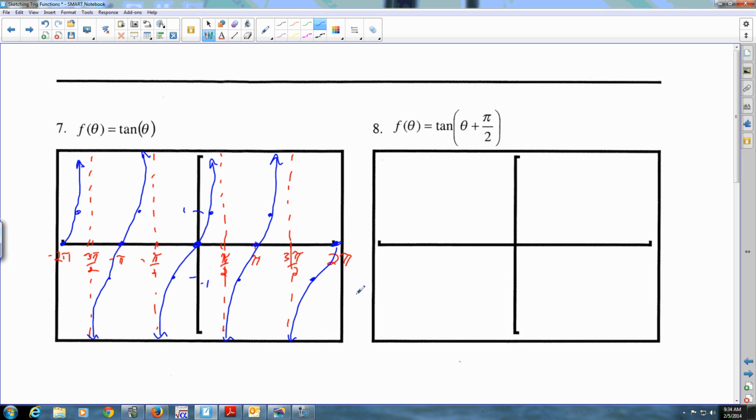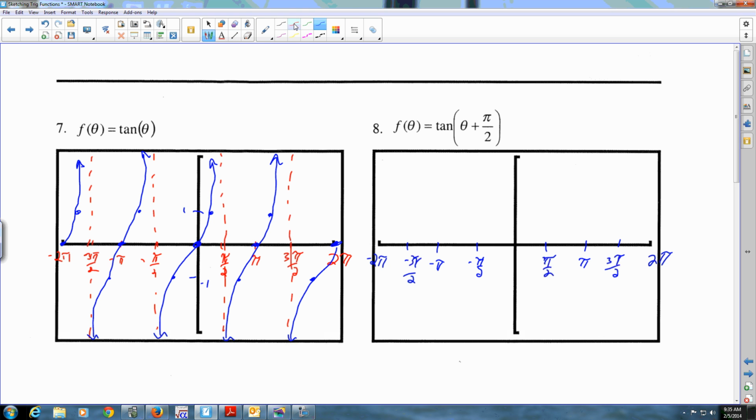Okay. Same tangent graph, but it's been shifted left pi over 2. So that would be pi over 2, 3 pi over 2, negative pi over 2. That looks like a mess. Trying to put the negatives on, and I keep putting them in the wrong spots. Negative pi, negative 3 pi over 2, negative 2 pi.